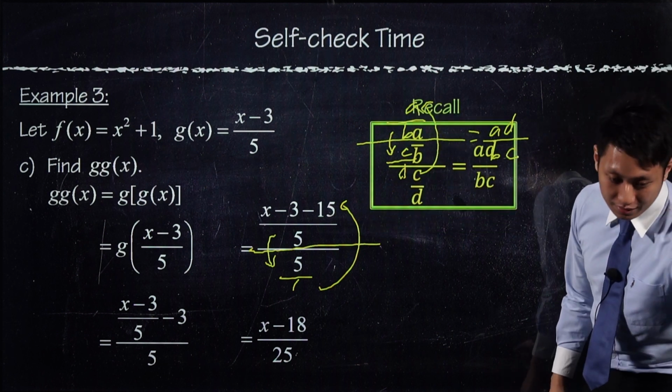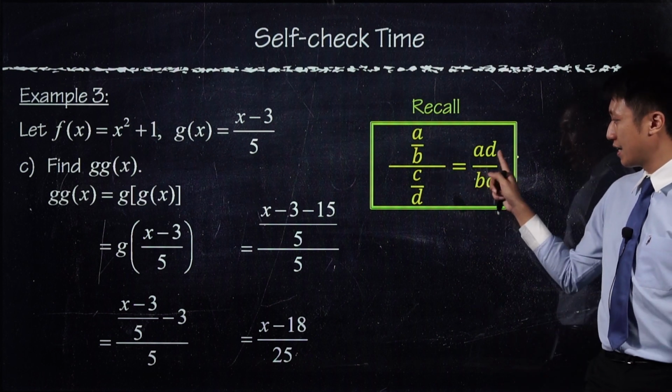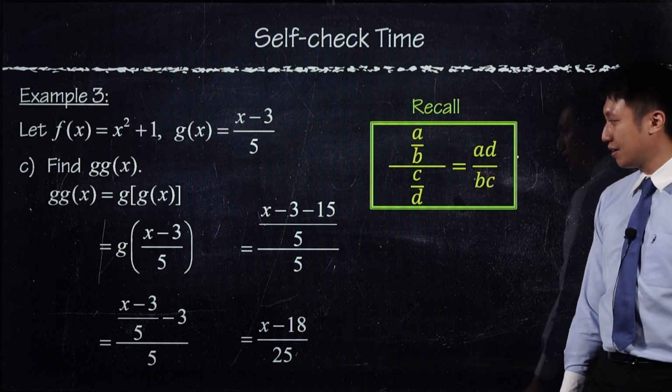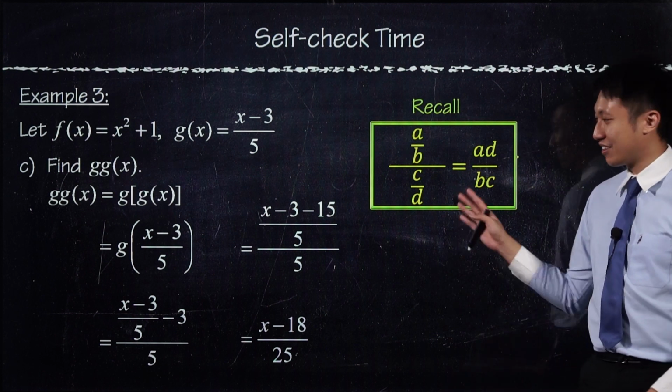Okay, so this is the thing that I said. a, b, c, d: ad divided by bc. Just pretend you know, it's okay. You can learn this at home.